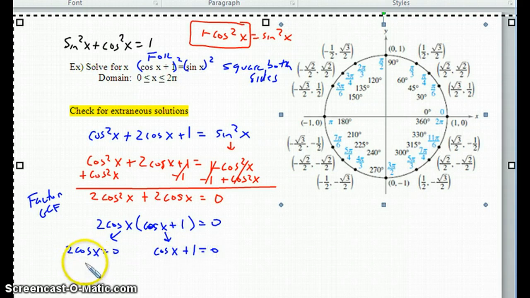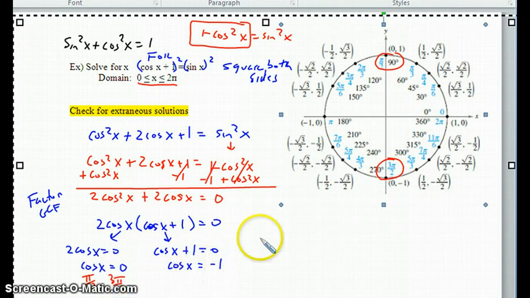So here I'm going to end up with cosine of x equal to 0, and cosine of x equal to negative 1. So let's go to our unit circle, where all the cosine values of x equal to 0 would be right here. Again, my domain says it's between 0 and 2 pi, so I want to give it in radians. So it would be pi over 2, and also 3 pi over 2. For this one, where is cosine equal to negative 1, it appears at pi.